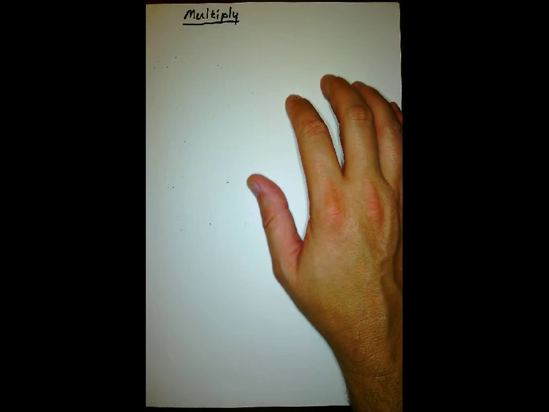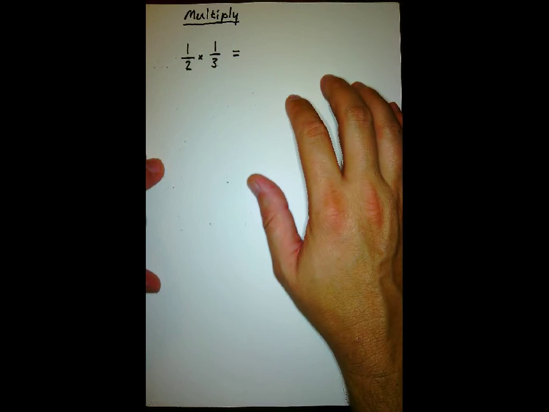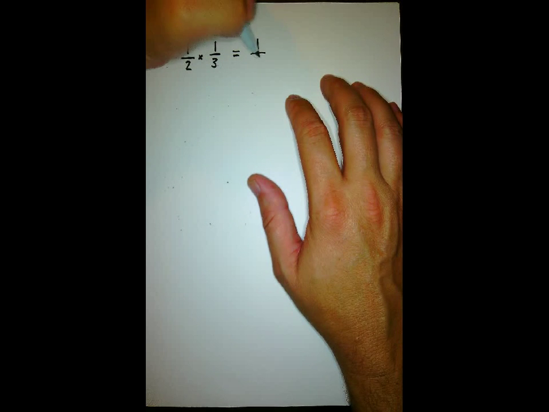Alright, and so that we can concentrate on how multiplication works, I'm just going to use the same fractions over again. I'm going to have 1/2 times 1/3. Alright, now, turns out that multiplication with fractions is easier than addition, and the reason it's easier, we just go straight across. 1 times 1 is 1. 2 times 3 is 6. And we're done.